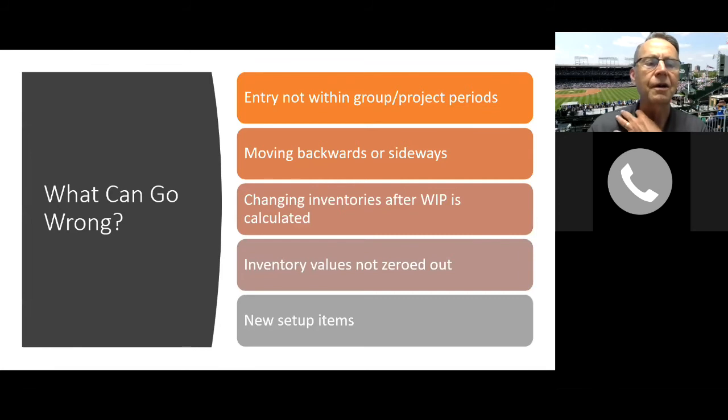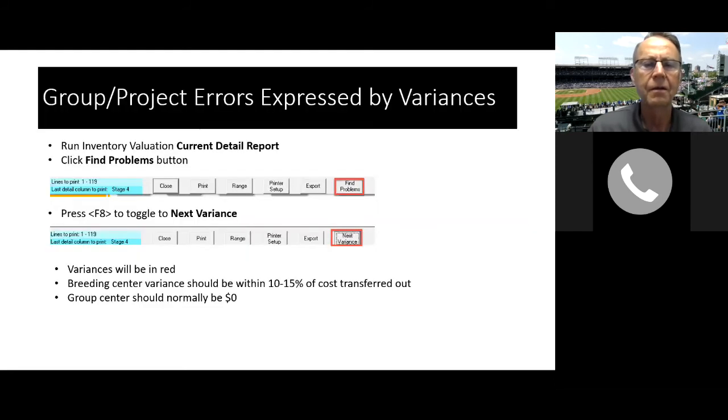All right, well, what can go wrong? And we're concluding this presentation with troubleshooting. And so as we see, different things can happen. Entries not within the group or project period. You're moving backwards or sideways. What does that mean? Changing inventories after WIP is calculated. Inventory values not zeroed out. And then what happens when you get new setup items? So let's look at these.